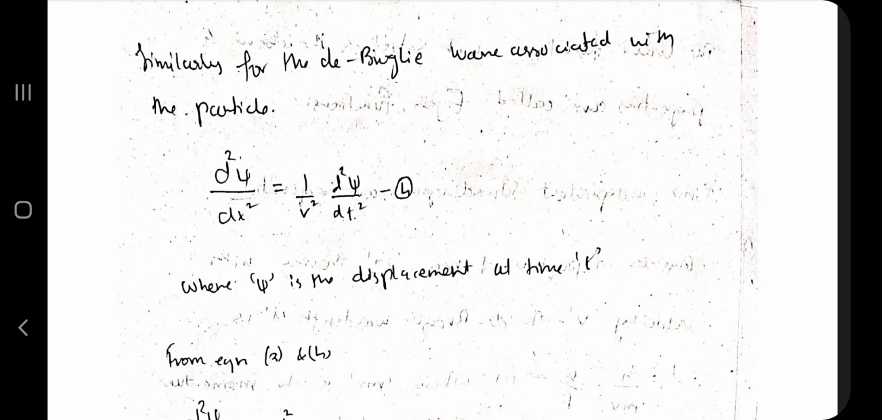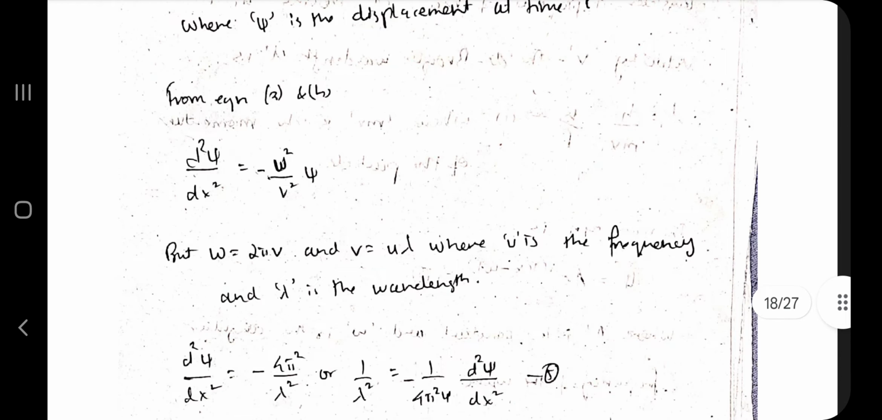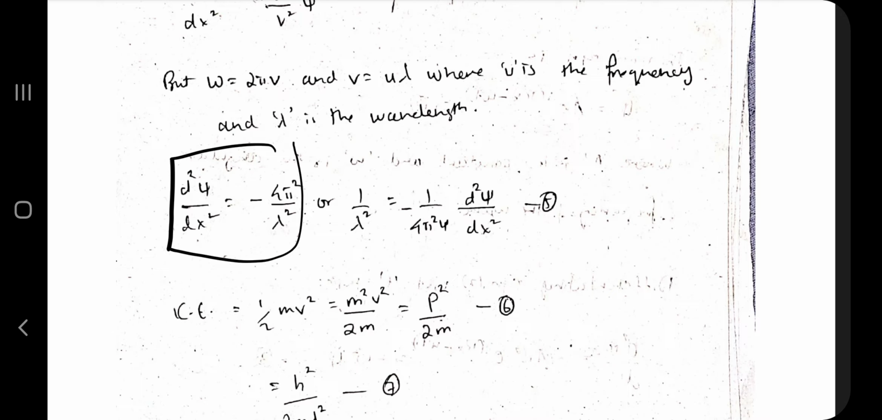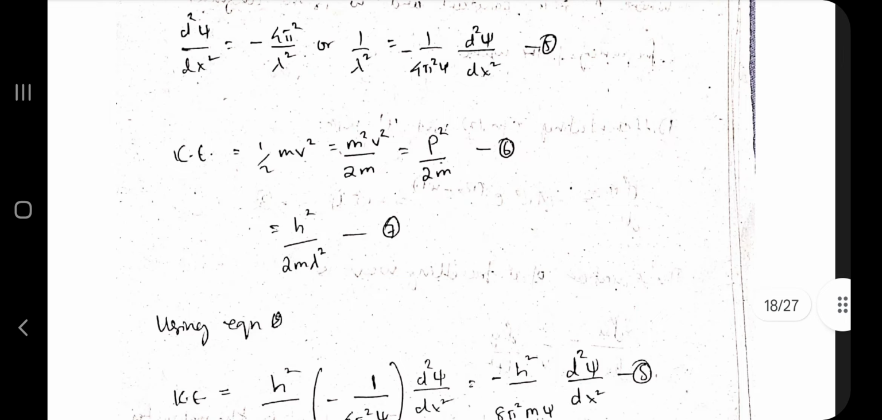Okay, so by those two equations we get d square psi by dx square is equal to minus omega square by v square into psi. And substituting the values of omega as 2 pi nu and v as nu into lambda, at that time what we get is this equation. From that we have to calculate what is 1 by lambda, which is equal to this one. And kinetic energy is half mv square, which is p square by 2m, which is equal to h square by 2m lambda square. So here in the denominator there is 1 by lambda square, so substitute this value here.